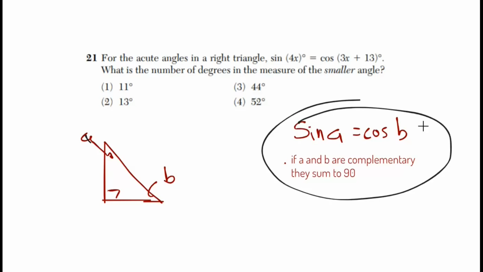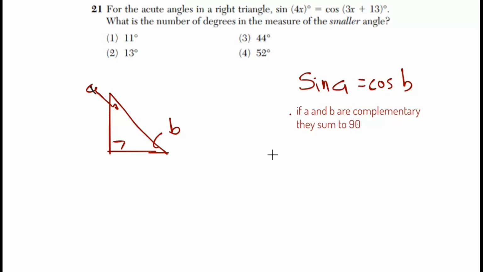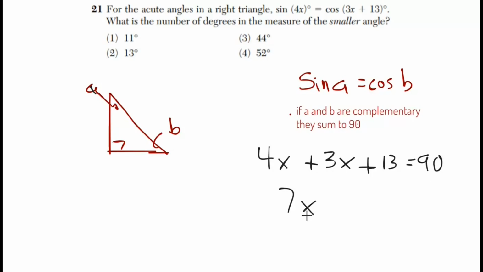Using this formula right here, we know that A and B are adding up to 90. In this case, A is equal to 4x, and B is equal to 3x plus 13. So 4x plus 3x plus 13 equals 90. We just do a little bit of algebra here. Add the x's together, subtract the 13, and we get 77. Then we solve for x, and we get 11.